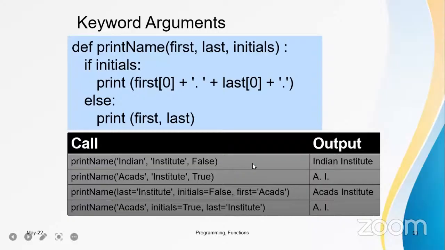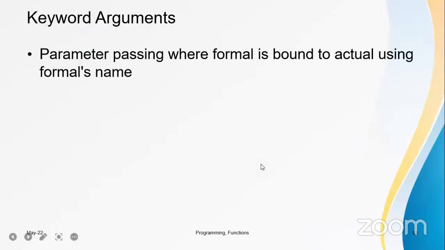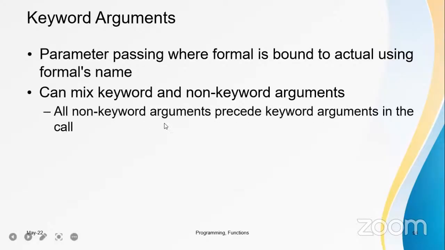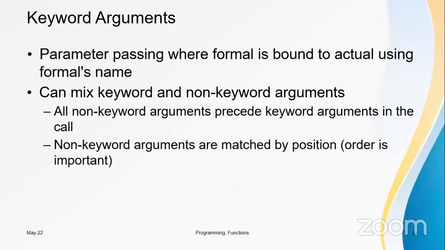Okay, I think no questions. I can move further. Listen now carefully. Parameter passing, where formal is bound to actual using the formal's name. You can mix keyword and non-keyword arguments. All non-keyword arguments precede keyword arguments in the call. So first non-keyword arguments, then only keyword arguments should follow. It should be matched by position.